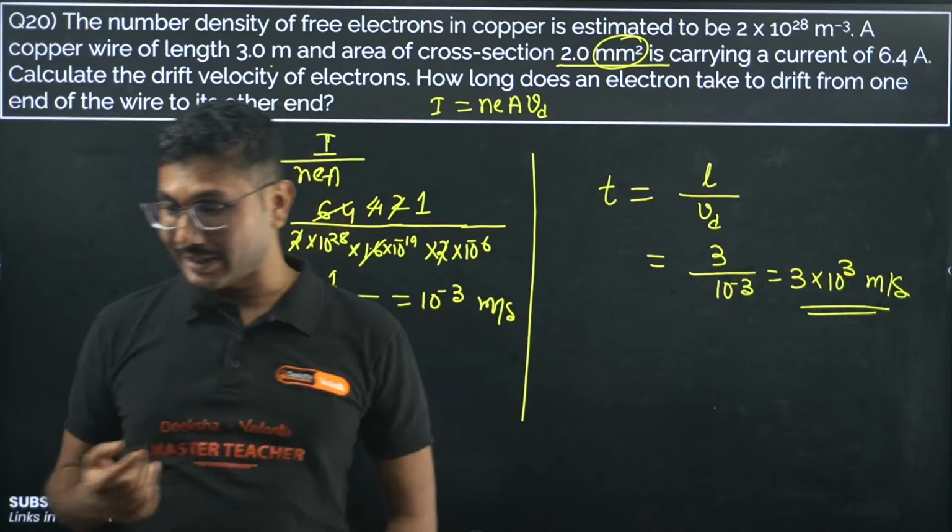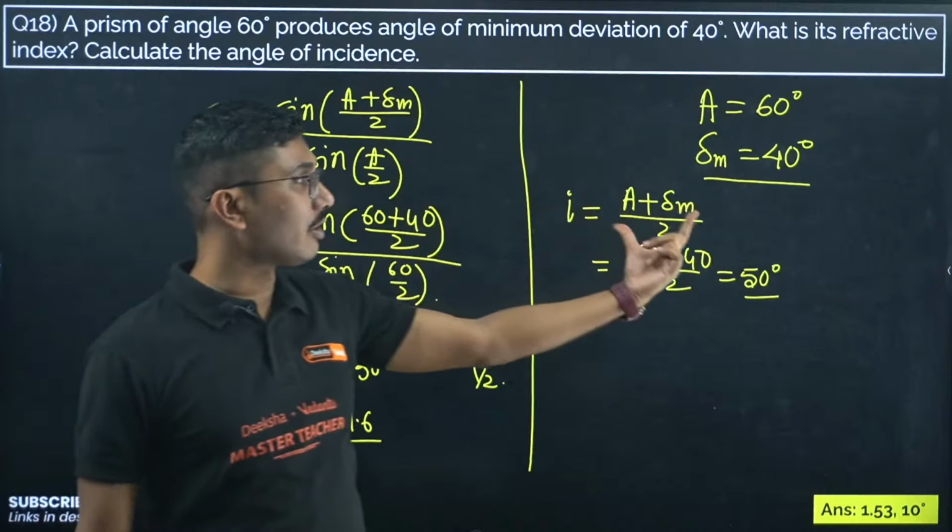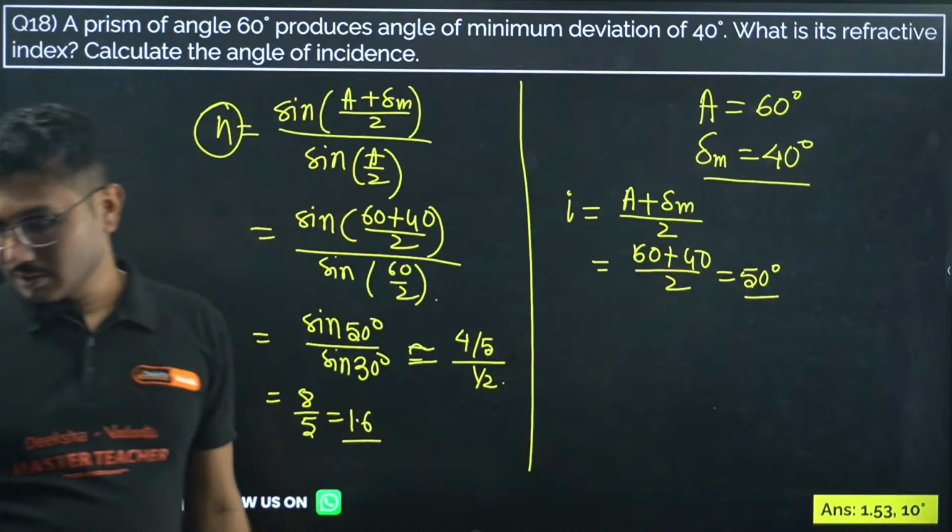Shruti, what is your question? Can you explain the question again? Which question? Question number 18 is incomplete, Distortion is saying. Why is it incomplete? It is complete. Minimum deviation is given, angle of the prism is given. You can solve for refractive index, you can solve the angle of incidence as well, right?